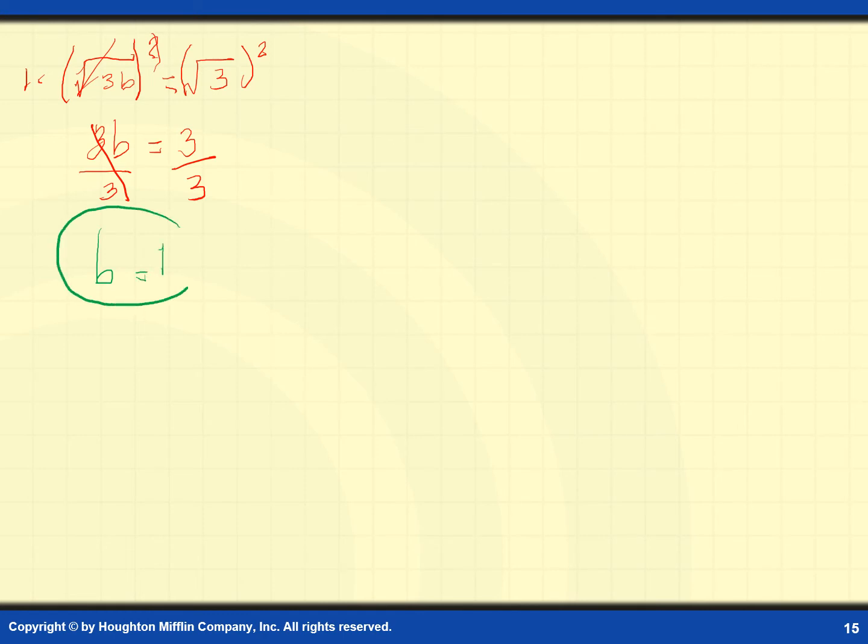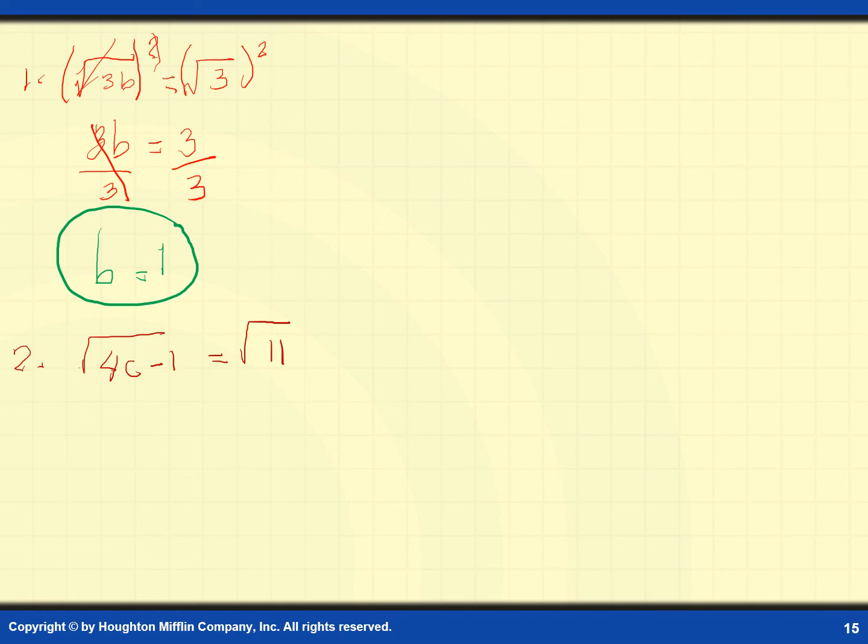Okay? 1 na po yung sagot po natin. Check natin. Square root of 3 times 1, that is square root of 3. So, true po yung equation natin. Number 2. Paano naman kung ang given natin ay square root of 4c minus 1 is equal to the square root of 11.